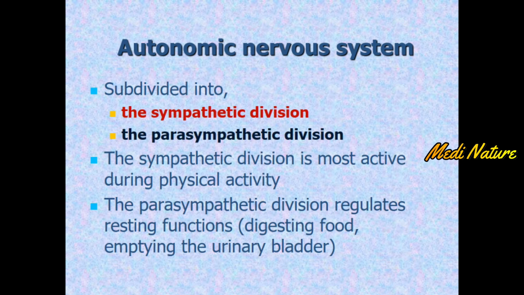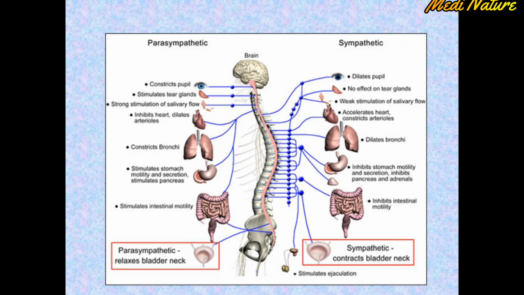The autonomic nervous system again subdivides into two divisions, the sympathetic division and the parasympathetic division. The sympathetic division is active during physical activities, and the parasympathetic division regulates resting functions such as digesting food and emptying the urinary bladder, which occur when we are relaxing. This picture will give you the idea of the functions of the parasympathetic and sympathetic divisions of the autonomic nervous system.